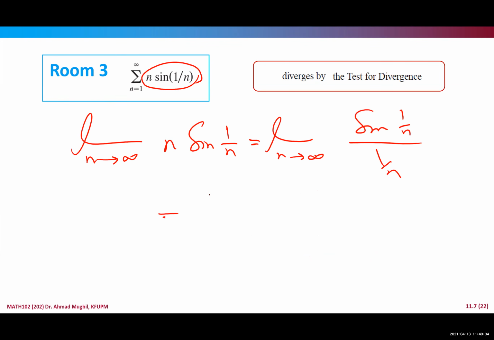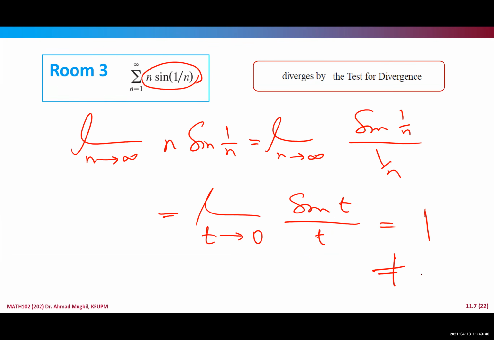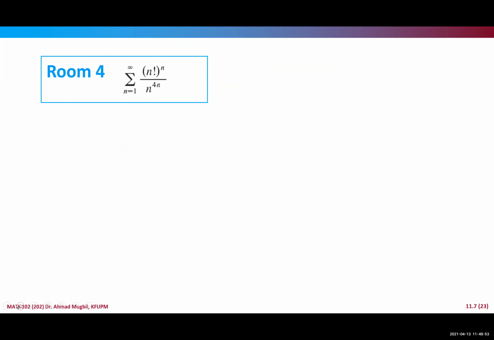Now, again, as I did for you, Shabab, before in the previous slide, this is sine t over t when t goes to 0. And this is equal to 1. So, because it is 1, it is not 0. So, by the test for divergence, it is divergent. You need a lot of work, ya Shabab.